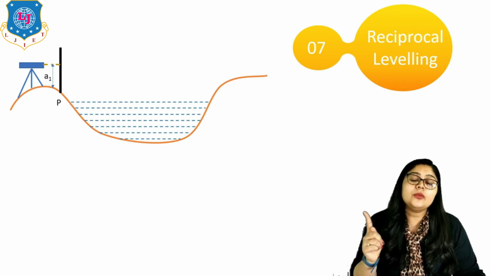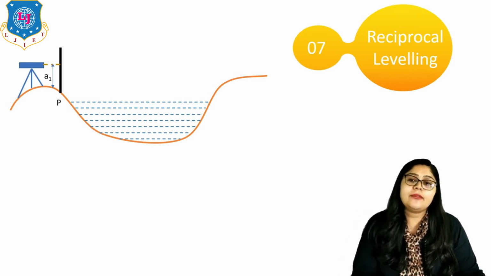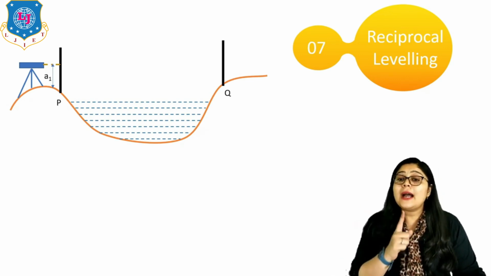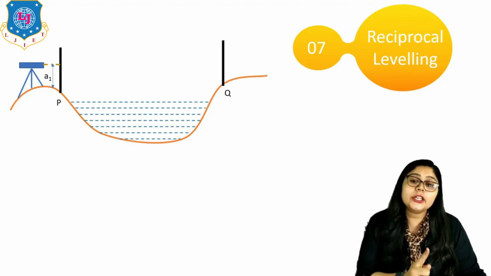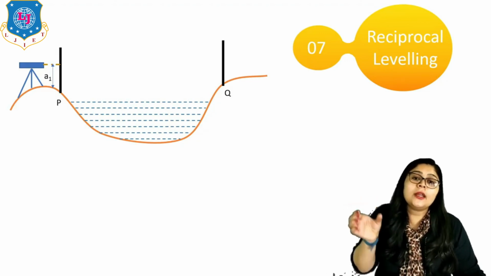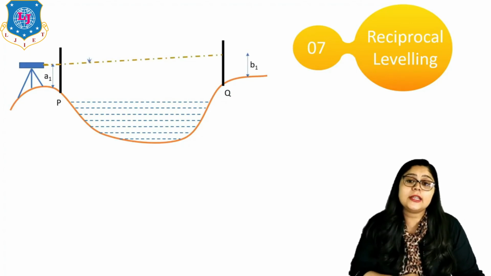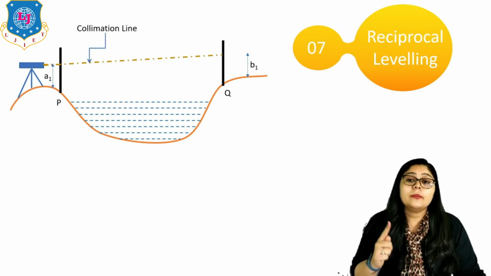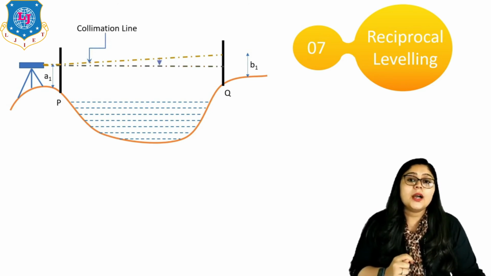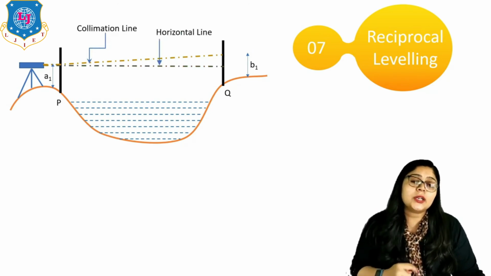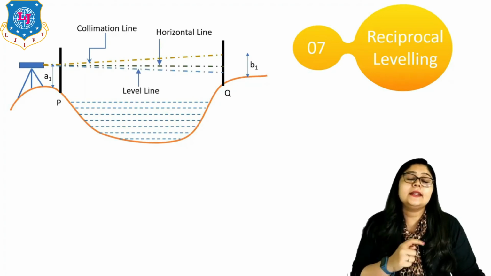Whatever reading point P gives me is known as A1. Now, I am trying to look at point Q where one person is holding a staff in his hand. From this setup, I am trying to get readings. But here you can see that this line is the collimation line. Again, this line is the horizontal line and this line is the level line.